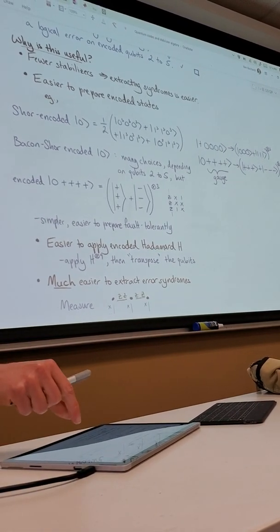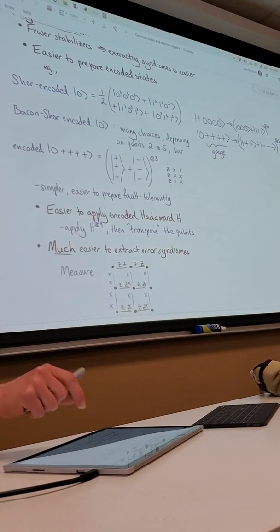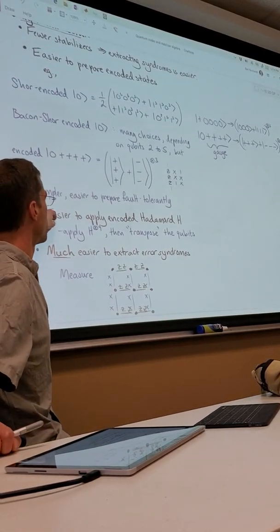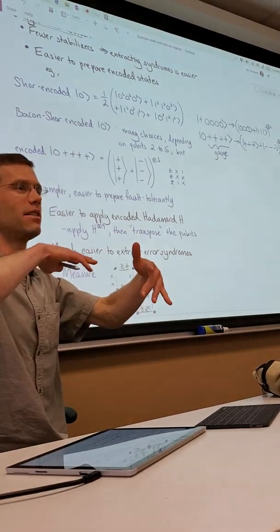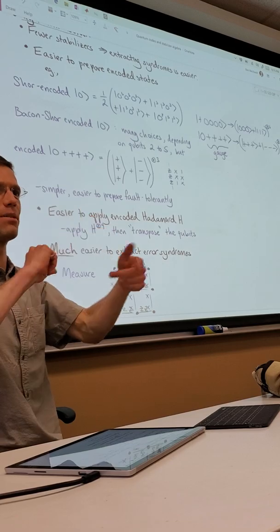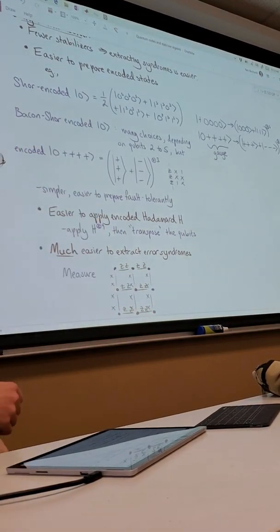Okay, so that's a nice property of the Bacon-Shor code. Other nice properties: you can apply Hadamard. The way you apply an encoded Hadamard is you just apply Hadamard on every single qubit, then you move them around, because to do the transpose you have to switch them around to make the x's horizontal and the z's vertical again.